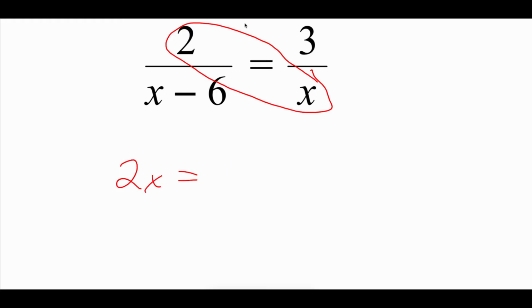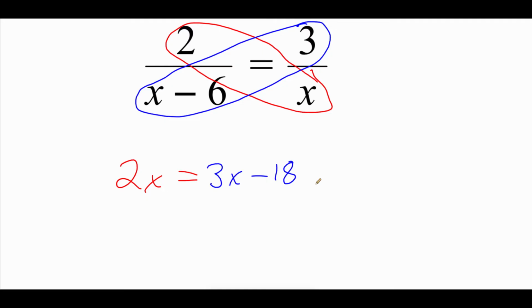Now on this one, the tricky part comes when we group up the x minus 6 with the 3, because it's like the distributive property. When we take x minus 6 and multiply it by 3, we have to remember to multiply both pieces by the 3. So if I take the x times the 3, I get 3x. And if I take the minus 6 times the 3, I get minus 18.